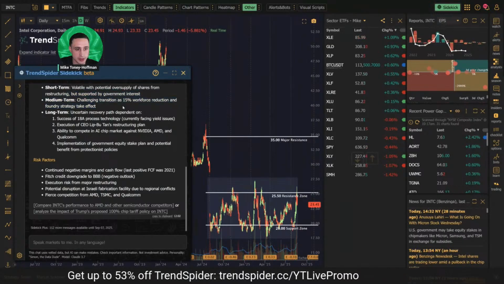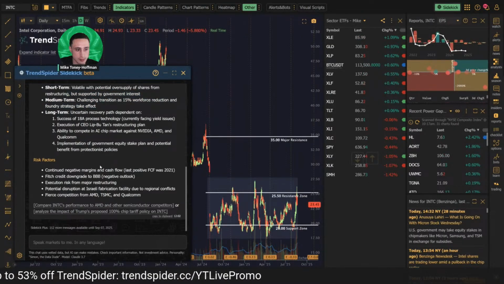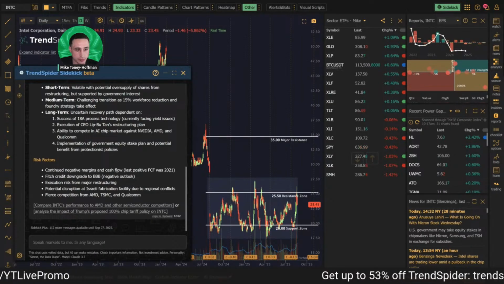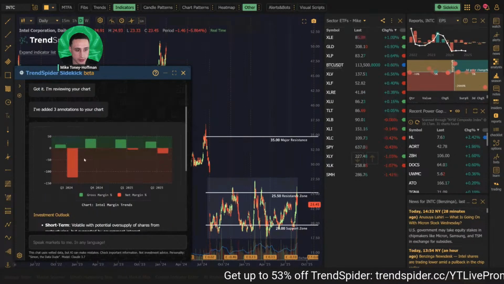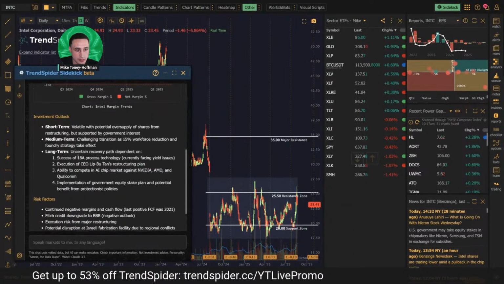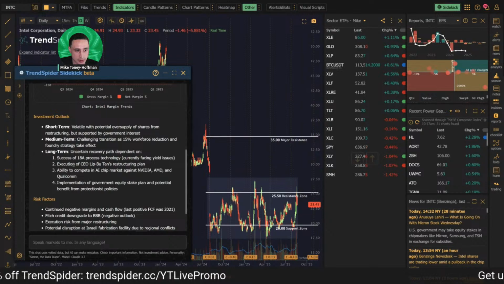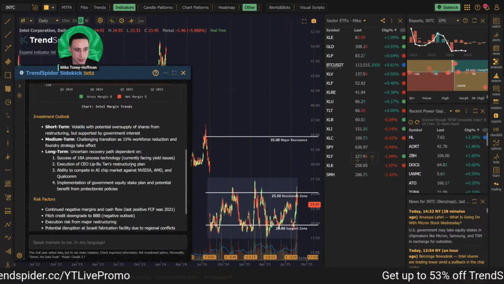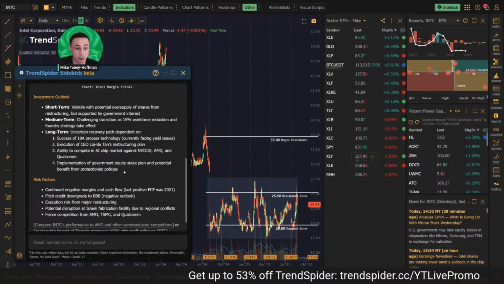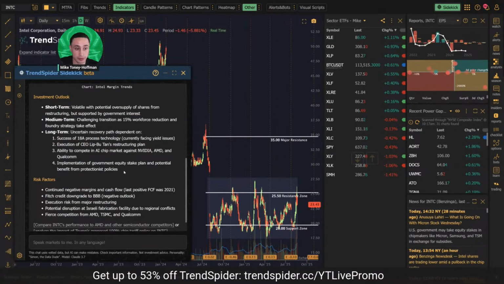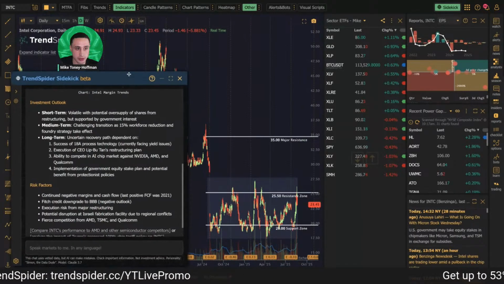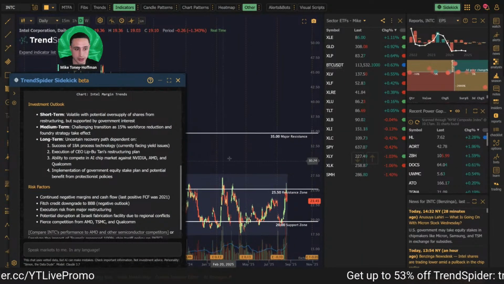You do a 50% reduction in workforce. Risk factors include, let's see, negative margins and cash flow. Yeah, the net margin is pretty bad. Medium term, long term, success in 18A restructuring plan. So they have the restructuring plan, but they do have the implementation of the government equity stake plan and potential benefit from protectionist policies. So I guess it's kind of turned political for Intel at this point, whether or not they can get that government funding.